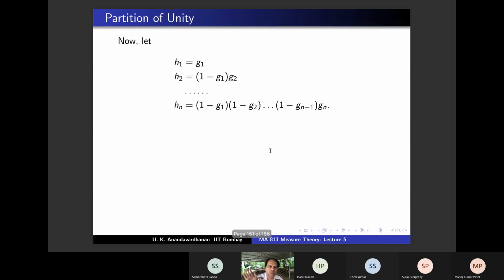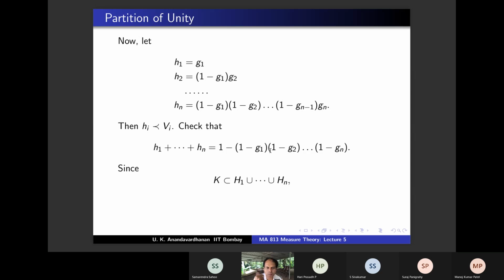Okay, now what you do is just this construction. This will do the job. Take h1 to be g1, h2 to be (1 minus g1) times g2, h3 to be (1 minus g1) into (1 minus g2) into g3, and so on up to hn. If you do this, the support of each hi is contained in Vi, which is clear and easy to check, please check, and check that this sum is exactly this. And because this sum is this, you can check K is of course contained in this union, because K is contained in Wx1 and so on.